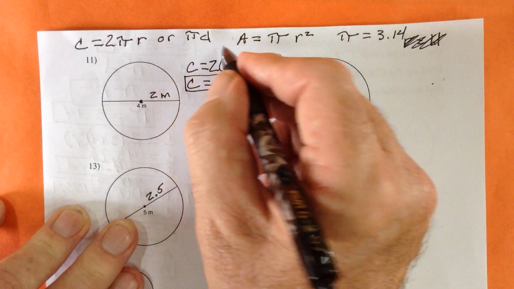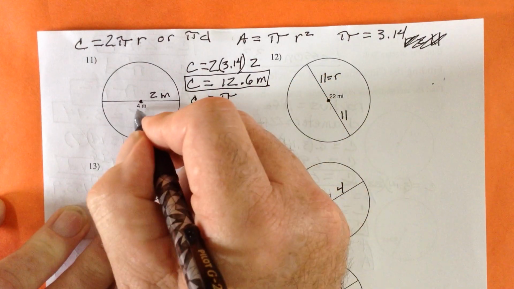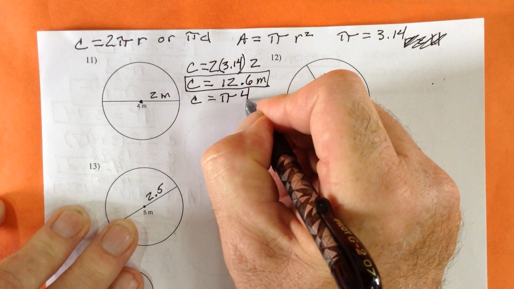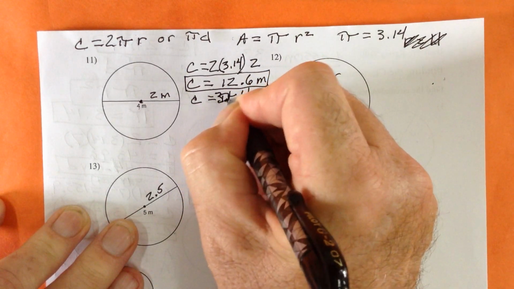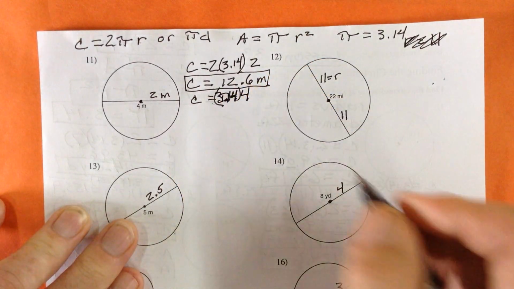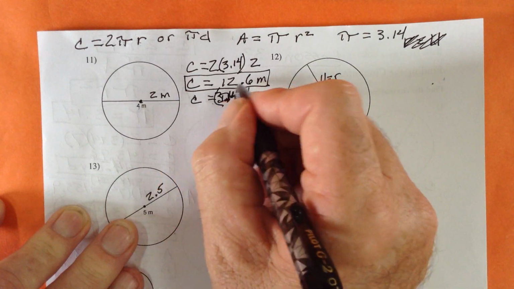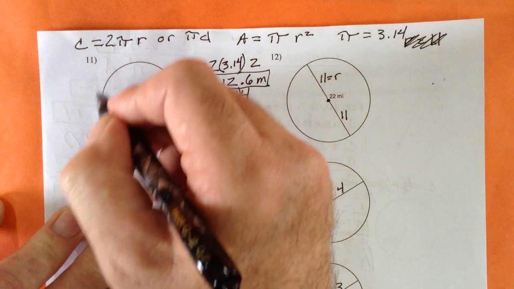Now if you use the circumference formula with pi and the diameter, if you're not going to do the 2 part, you have to use the 4. You go pi, or that would actually be 3.14 times 4. And you're going to end up with the same thing. It's going to end up being 12.6 for the circumference, the distance around.